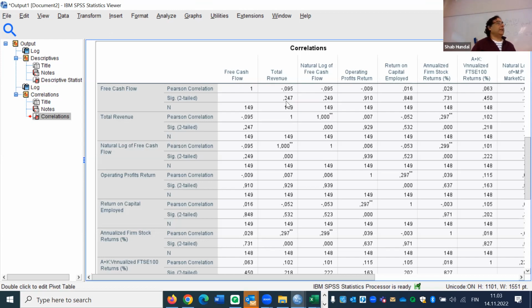In statistics, in econometrics, in quantitative methods, the highest level of significance we use is 10%. Okay.